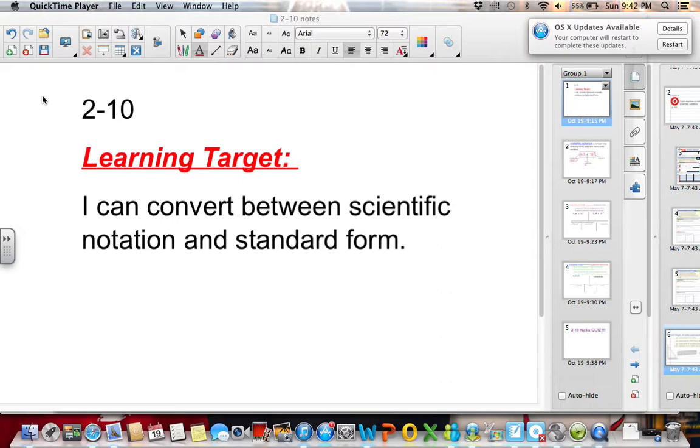Hi, 7th graders. We are on lesson 210, converting between scientific notation and standard form, and it starts on page 130 in your textbook if you want to follow along.